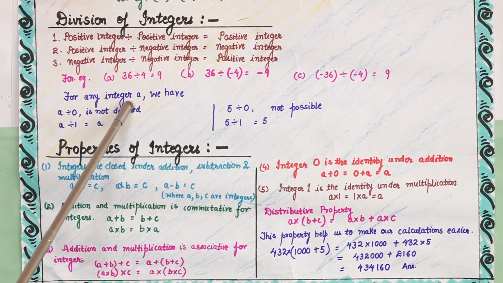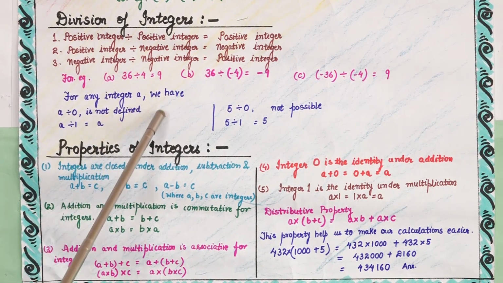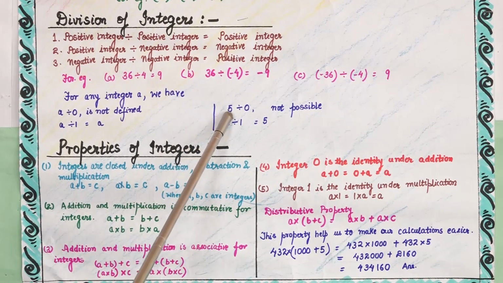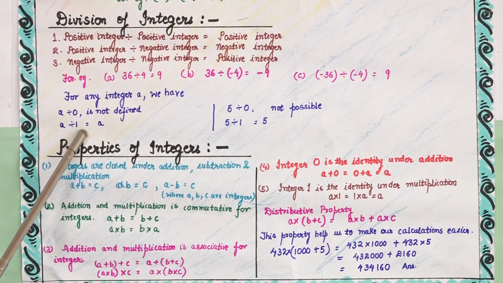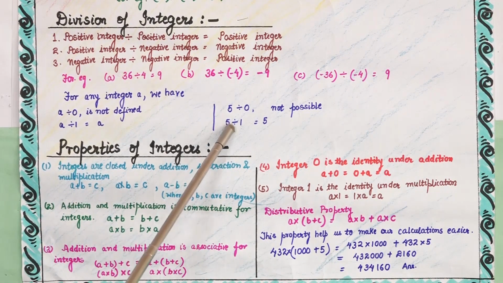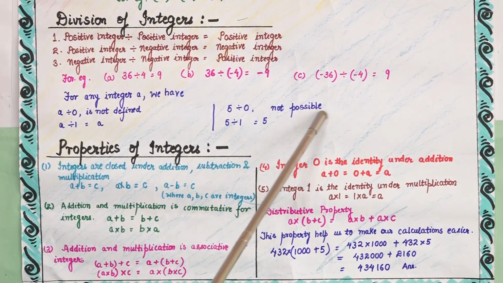So for any integer a, a divided by 0 is not defined. That means we can't divide any number by 0. It is not possible. And a divided by 1 is a. That means we can divide any number by 1, and our answer will be the number itself.